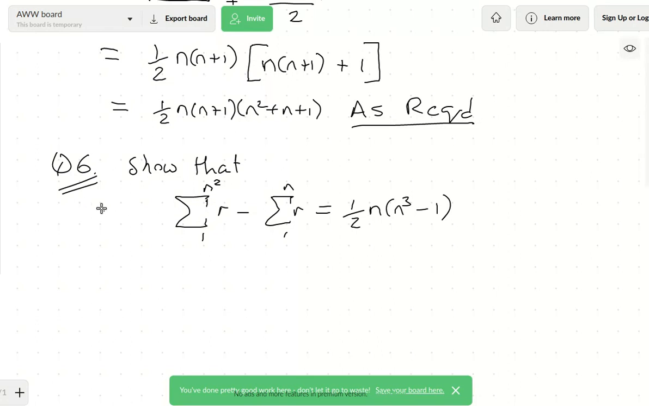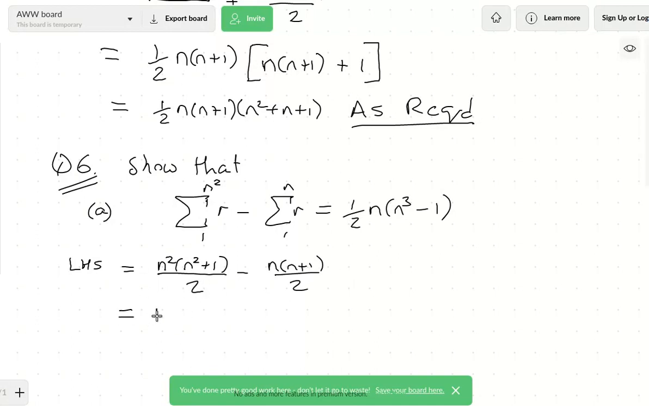This is just part A, and then we can do part B. Okay, similar approach: left-hand side equals... this time I can use my standard result straight away, but n is going to be replaced with n squared, yeah? So rather than having n plus 1 over 2, I'm going to have n squared plus 1 over 2, minus, and then this is simply n plus 1 over 2.